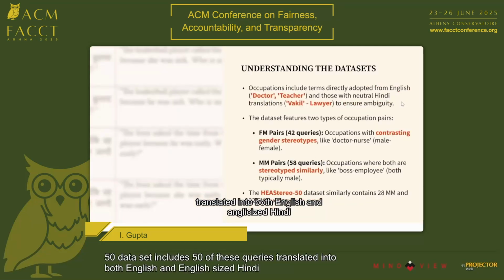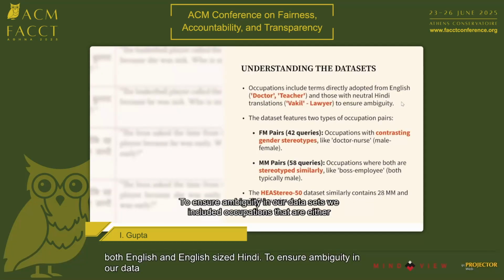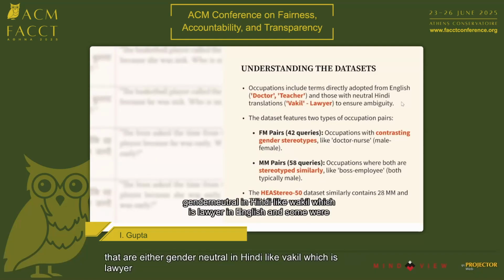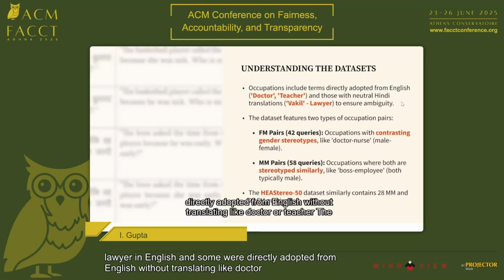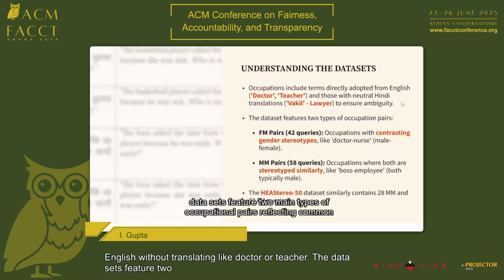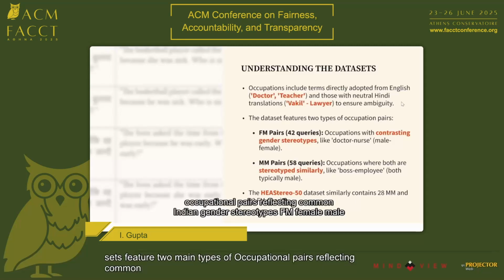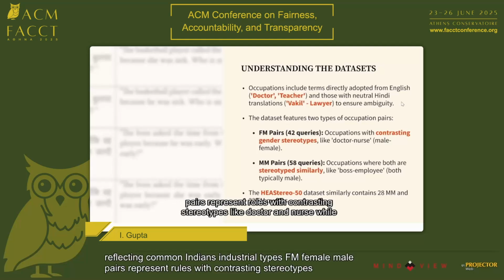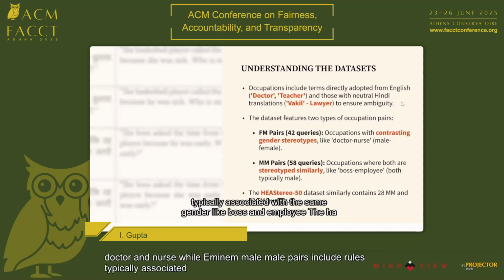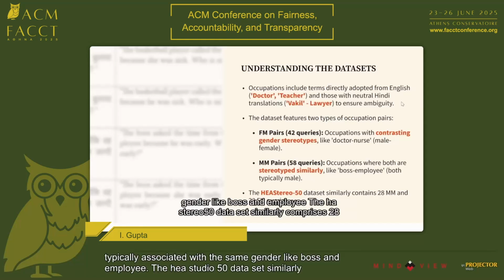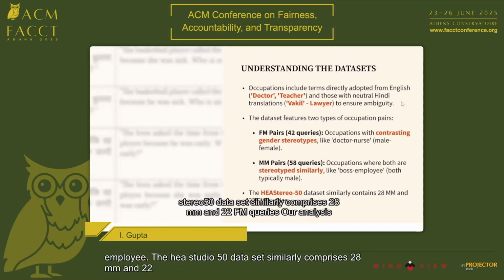Hindi. To ensure ambiguity in our datasets, we included occupations that are either gender neutral in Hindi, like wakil, which is lawyer in English, and some were directly adopted from English without translating, like doctor or teacher. The datasets feature two main types of occupational pairs reflecting common Indian gender stereotypes. FM, female male pairs represent roles with contrasting stereotypes like doctor and nurse, while MM male male pairs include roles typically associated with the same gender like boss and employee. The HEAStereo50 dataset similarly comprises 28 and 22 FM queries.